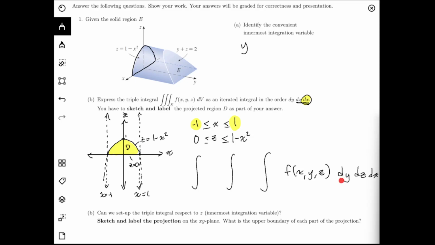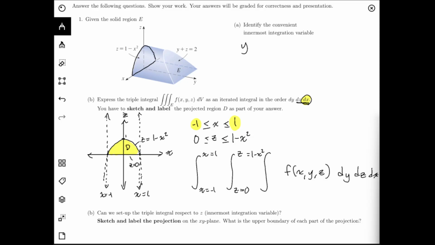Let's start at the outside order. X is the easiest, right? So the lower bound is x equals -1, right? You could also just write this as -1. However, for the purposes of this video, just to keep things clear, do x equals -1. Upper bound is x equals 1. For z, lower bound is z equals 0. Upper bound is z equals 1 minus x squared.